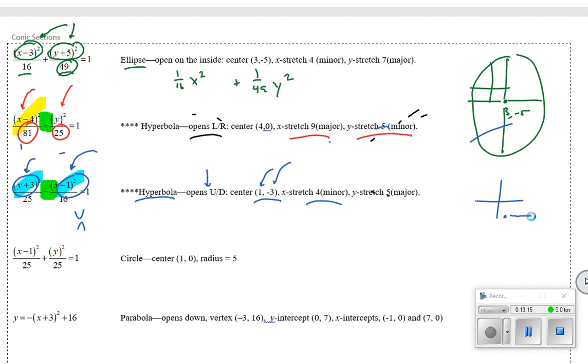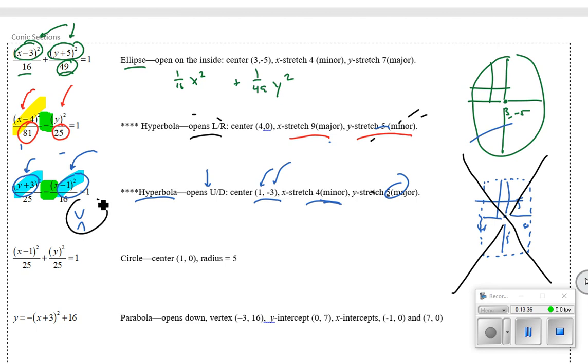It's going to stretch 4 in the x direction. We call that the minor because it's the lesser. 5 in the y direction. But that doesn't give me the shape of the hyperbola. That would give me the shape of the ellipse. But for the hyperbola, that just sets up the box, connecting these corner points here.